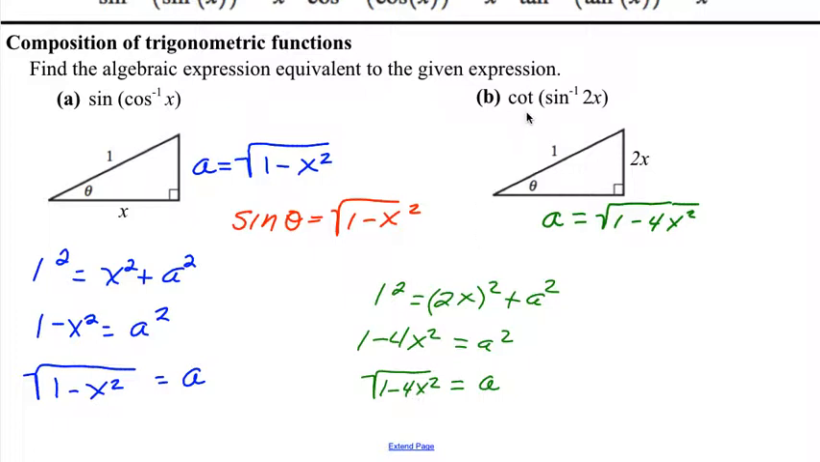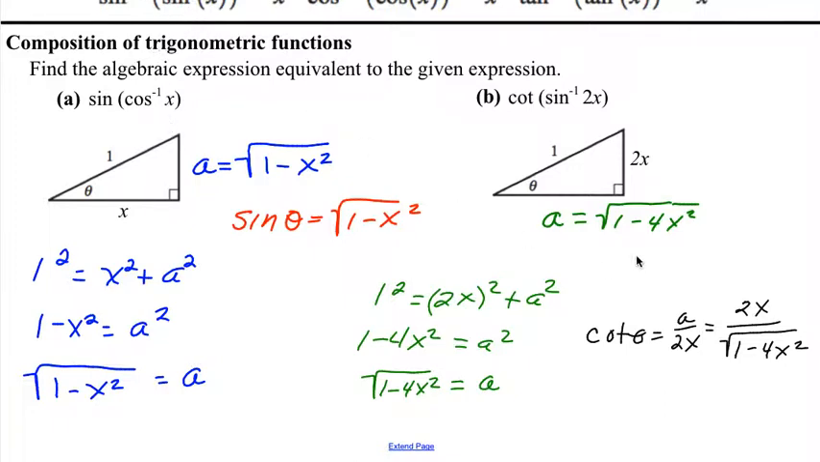Now write an expression for your cotangent function. Remember, cotangent is adjacent over opposite, so it's going to be a over 2x. And I hope I wrote this in here. There we go, a over 2x. I have this as the tangent function, so I need to flip this. It's the square root of 1 minus 4x squared, all over 2x.